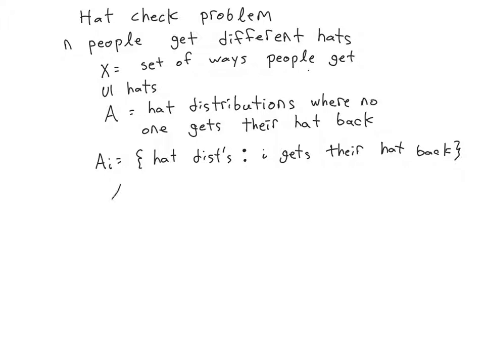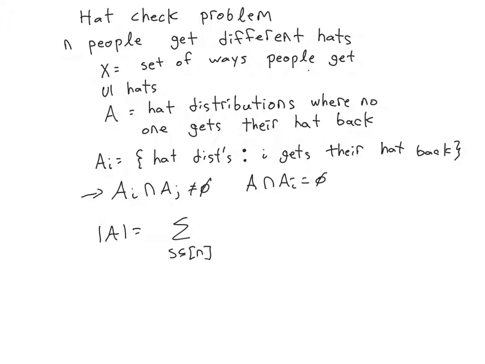And it's worth pointing out in this case that A_i intersect A_j is definitely not empty, because this would be the set of hat distributions where both i and j got their hat back. But certainly A intersect A_i is empty, because A is the set of hat distributions where no one gets their hat back. And so we see that we can apply the principle of inclusion-exclusion, which immediately tells us that the answer should be this summation over all subsets S of n, -1 to the |S|, times this intersection. So the challenge, of course, is to compute this intersection.